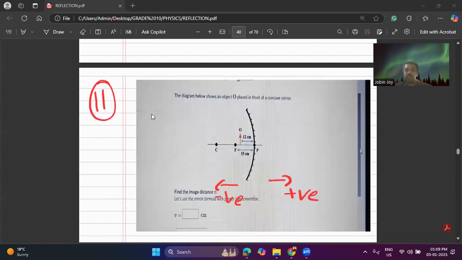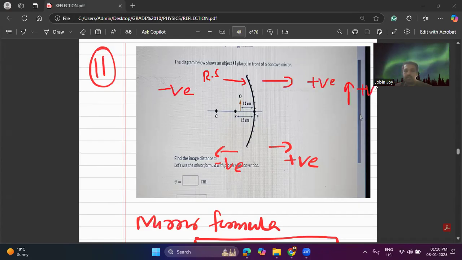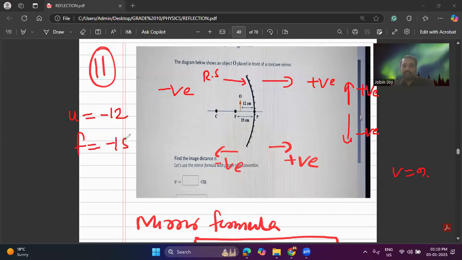Next question. Again, a concave mirror. Concave mirror means this is the reflecting surface, and this is negative. This is positive. Above the principal axis is positive. Below the principal axis is negative. So we have to calculate the image distance V. Here the object is given. U is equal to minus 12, because this is the reflecting surface. This is negative, minus 12, and F is minus 15.